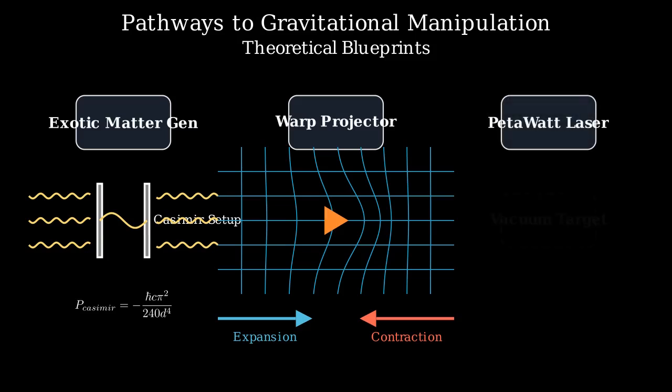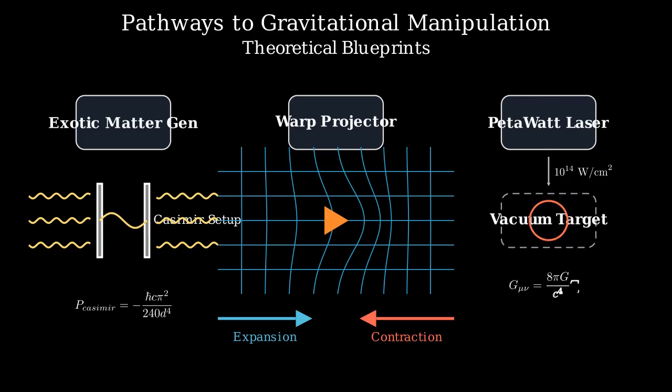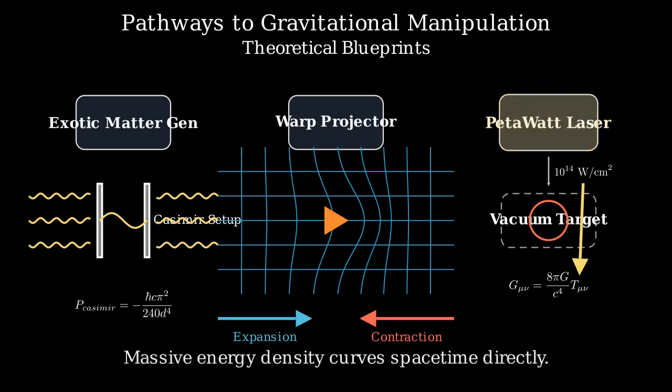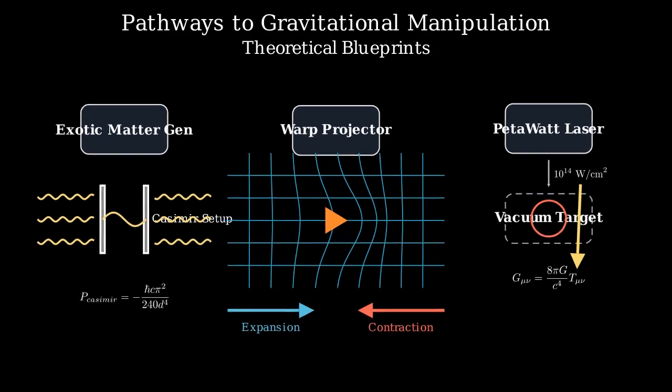A third approach uses high energy density via a petawatt laser focused onto a vacuum target. By concentrating an immense photonic flux, reaching intensities of 10 to the 14th watts per square centimeter, we can directly influence the stress energy tensor. As Einstein's field equations show, any massive concentration of energy must curve the local geometry of spacetime, potentially allowing us to create gravitational effects using raw power rather than exotic materials.